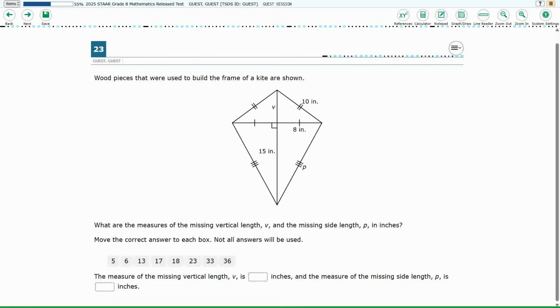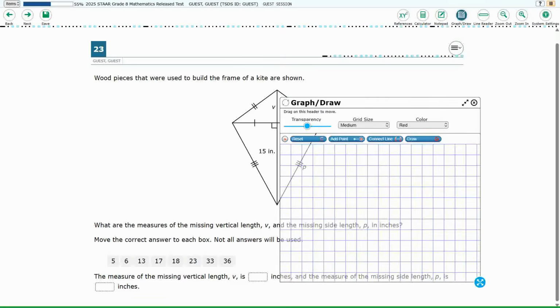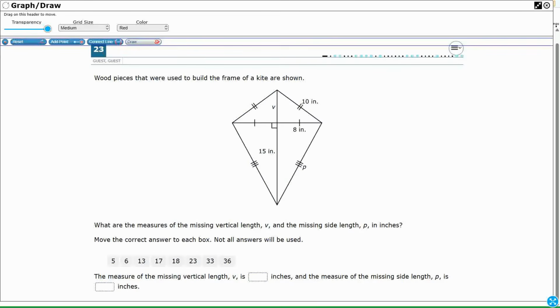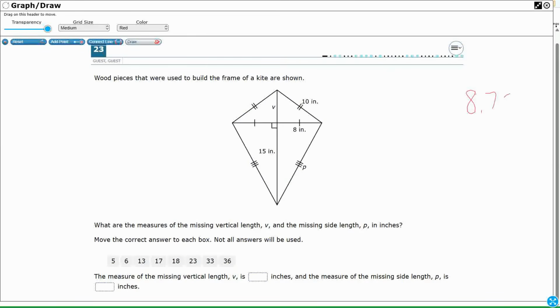For number 23, we are using the Pythagorean theorem. This is 8.7c, and we have 2-point drag and drop here. And it might not necessarily be evident immediately that we're dealing with a Pythagorean theorem, but we have a kite and we have two lines that intersect, and one of these lines here is a right angle. From that, we can infer that the opposite angle, the vertical angle, is also right.